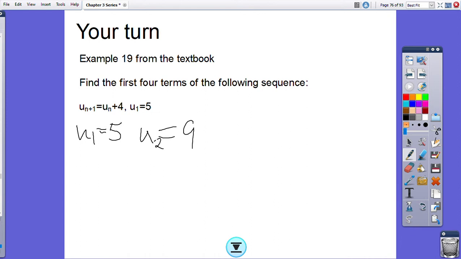u2 is also 5 plus 4, which is 9. u3 is 9 plus 4, which is 13, and u4 is 13 plus 4, which is 17.